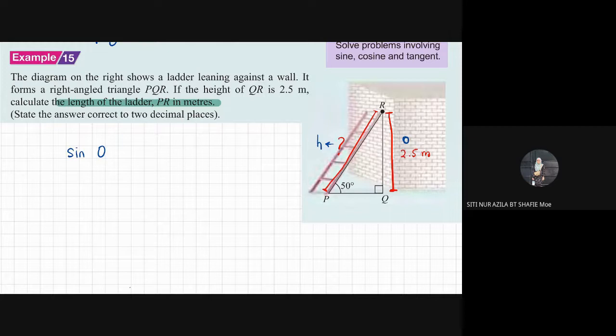Okay, sin. Use the formula for sin. Why? Because we have O and then we want to find H. So the most suitable one is sin. If you want to use tan, tan is opposite and adjacent, which means that we need to have the value of A. We don't have A. We only have O and we want to look for H. So the most suitable formula is sin. Why? Because sin is SOH, opposite and hypotenuse.